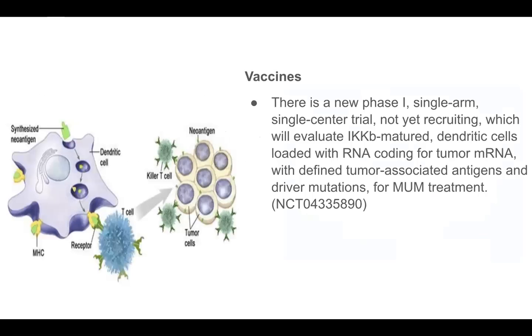Also currently being researched are cancer vaccines. These are designed to train the immune system to better recognize tumor-associated antigens on cancer cells and destroy them. There's a new phase 1 trial which will evaluate the efficacy of an mRNA cancer vaccine. IKKB, a kinase, phosphorylates inhibitors of the NF-kappa B signaling pathway, and in turn, free NF-kappa B is translocated into the nucleus where it activates the transcription of hundreds of genes involved in the immune response, growth control, or protection against apoptosis. These IKKB matured dendritic cells loaded with RNA coding for tumor mRNA with defined tumor-associated antigens and driver mutations show very strong potential as treatment for cancers like uveal melanoma.